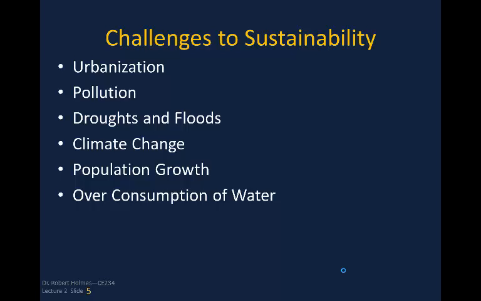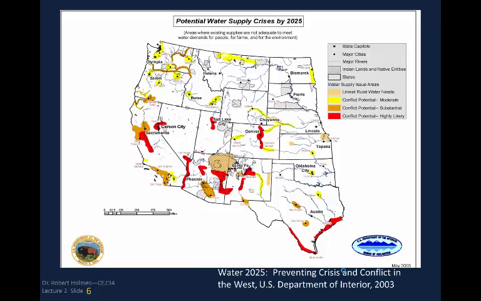There's the issues of population growth, not only accommodating the extra users, but also the stress that puts on the system in terms of quality of the water. And then we have an overconsumption of water. There are times when people waste water and overconsume for the resource that's available.